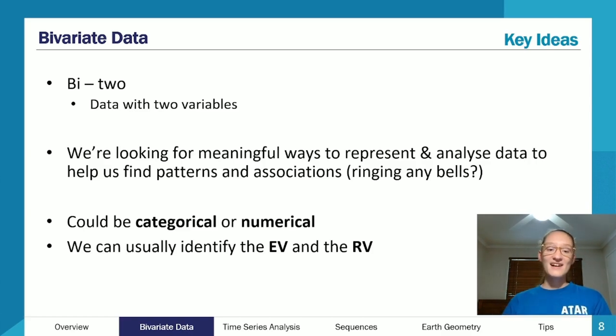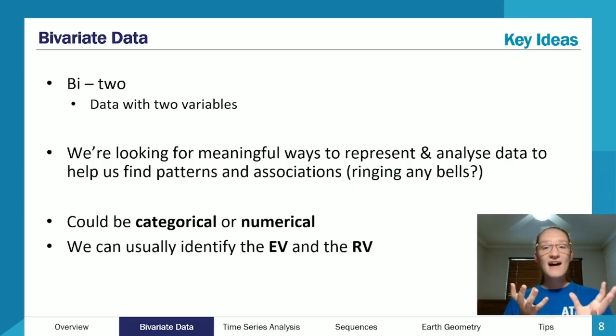So bivariate data, let's get into it. Topic 1 of Unit 3. It might have been a little while since you've covered this, so it could be some good time for revision. So bivariate data. Bi is the prefix meaning two. So we're looking at data with two variables. And the way I like to remember that is bicycle, bivariate, prefix bi means 2. So that's a little trick that I like to use as well.